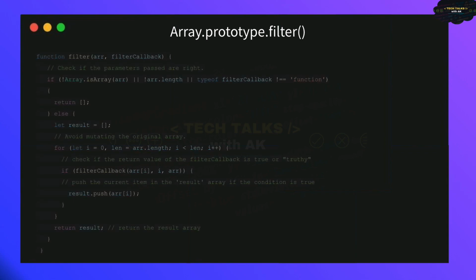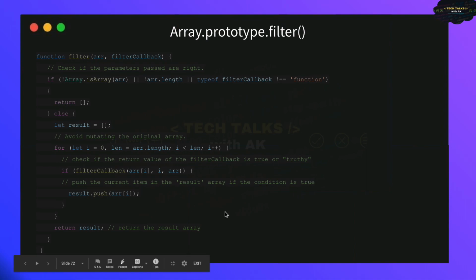If we write a function which accepts an array and a callback, first of all we check whether all the parameters passed are right or not. If the element passed is not an array, or it is an empty array, or the callback is not a function, then we return an empty result from this function. Else we create an empty array called result. Then we check if the return value of the filter callback is true. If it is true, then we push the current item into the result array which we created just now, and then we return the result. That's how we implement the filter method by ourselves.